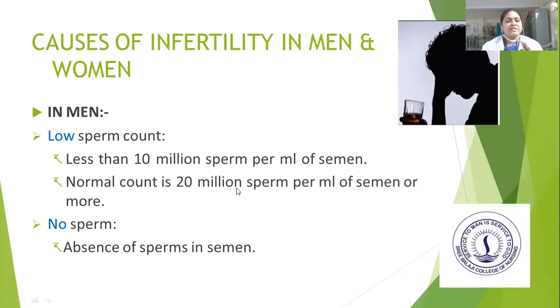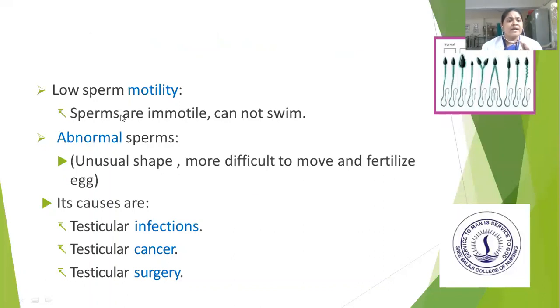No sperm: if the sperm are absent, that is also a problem. Low sperm motility: you can see in this picture, the sperm must be motile. It has to go and reach the targeted place. Immotile sperm cannot swim and reach the target. Abnormal sperm: if the shape of the sperm is abnormal, it is more difficult to penetrate and fertilize the egg. The causes for all these may be testicular infection and testicular cancer.